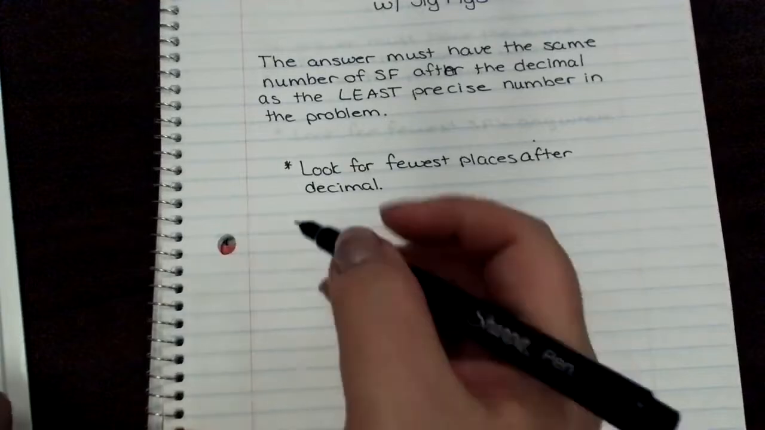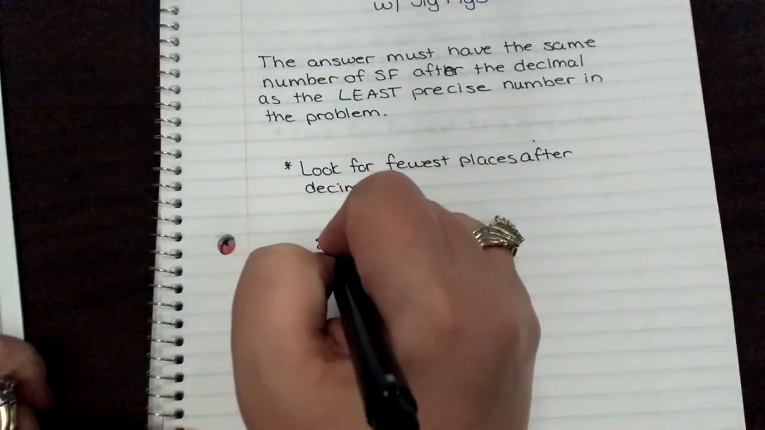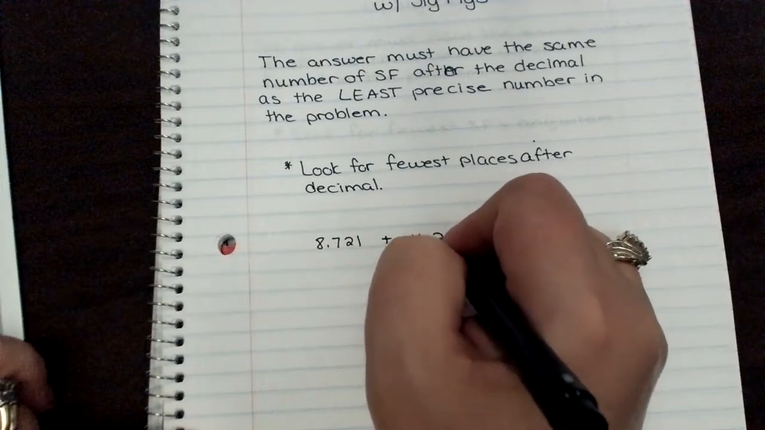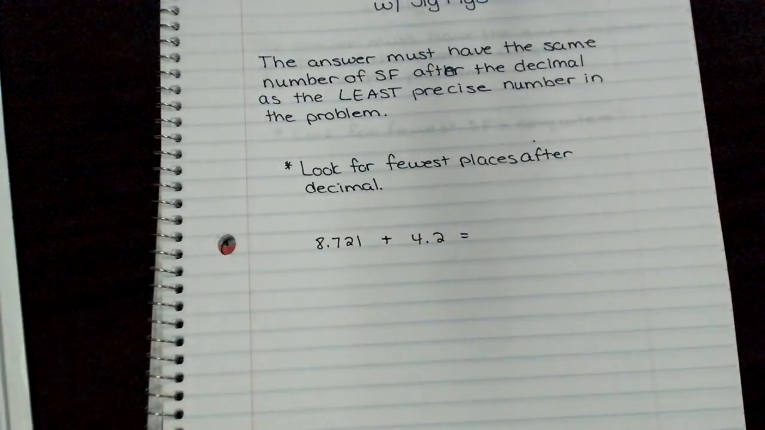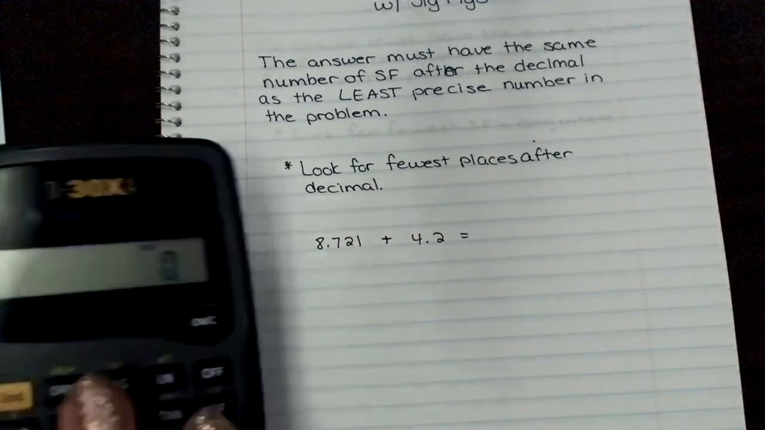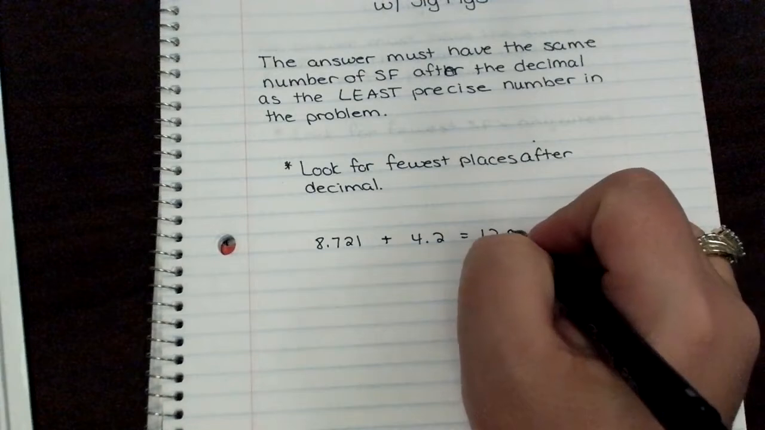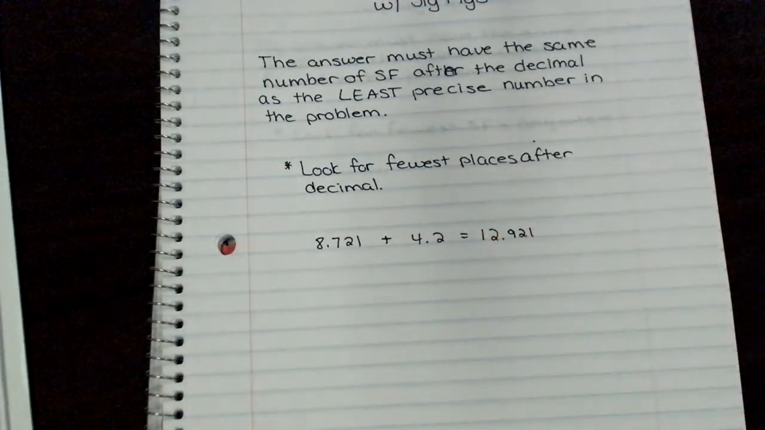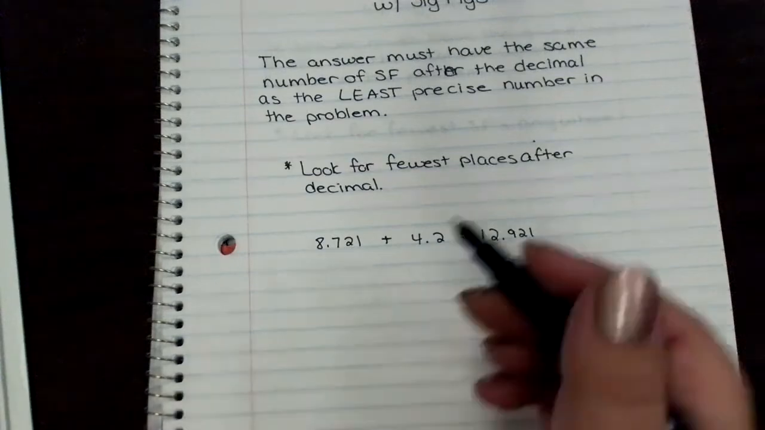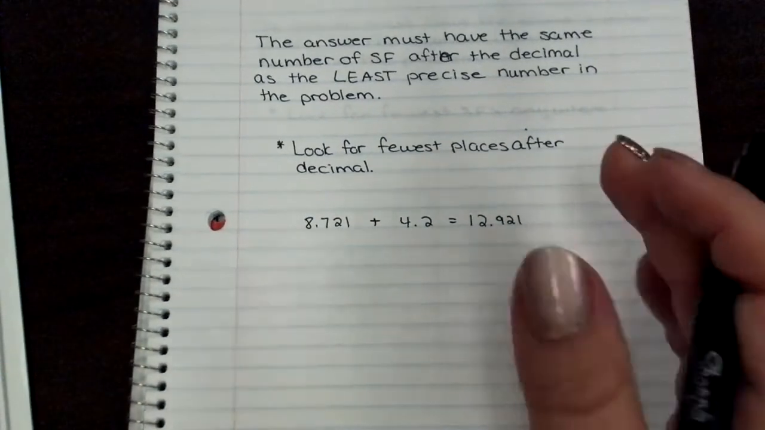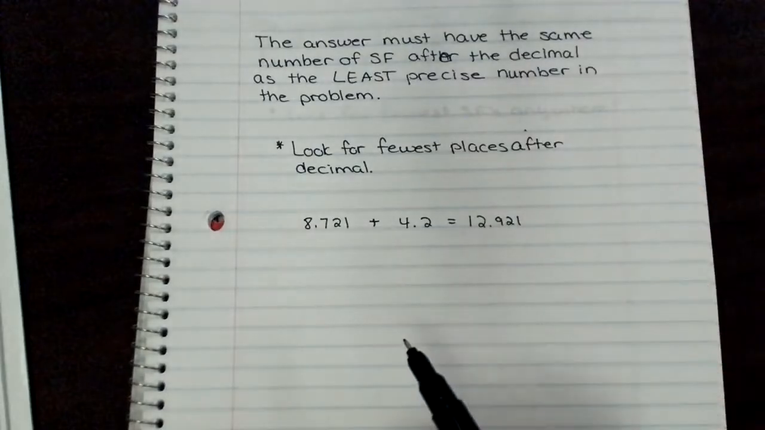Let's say I have a problem: 8.721 plus 4.2. Real easy little addition problem. We could plug it in the calculator, or you could work it out, and you get 12.921, which is right. I would give you partial credit on that because you've got the right answer. The problem is this answer is not in significant figures. Now you'll understand why we have to round.